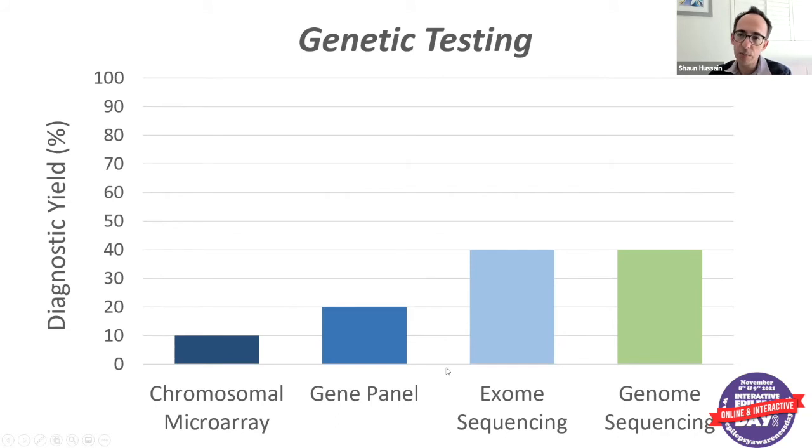And kind of the next hope is genome sequencing, where not only do we sequence all 22,000 genes, but we sequence all of our DNA. The issue so far is that yield seems to be pretty modest, that sequencing the entire genome leads to very few additional diagnoses. But there are a few reports in small groups of patients suggesting that there may be at least a modest improvement in diagnostic yield.